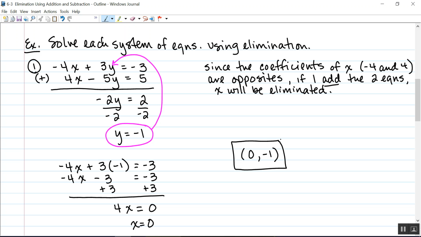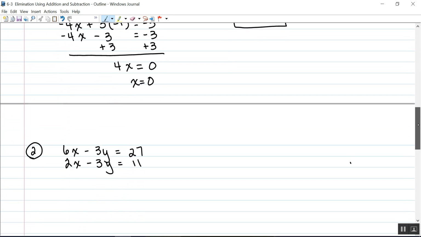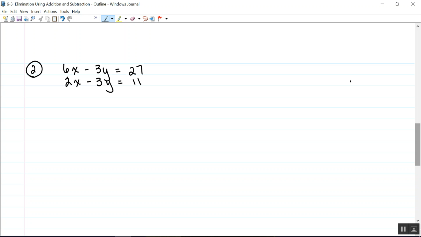So notice what we did there was I noticed that the coefficients of x were opposites of each other, so I added the two equations. Let's take a look at an example where you're going to subtract. Here I have the system of equations 6x minus 3y equals 27 and 2x minus 3y equals 11. So I'm noticing that my coefficients of y are the same to each other. So negative 3 is the coefficient of y in the first equation as it is in the second. If the two numbers are the same, if I subtract them, I'll get a 0 because negative 3 minus negative 3 gives me 0.